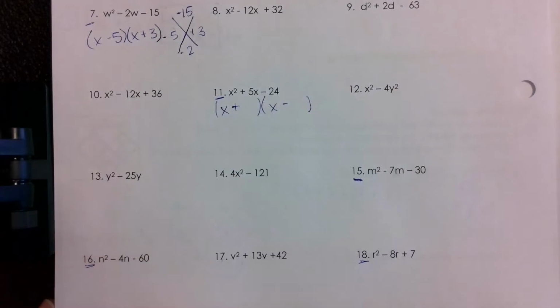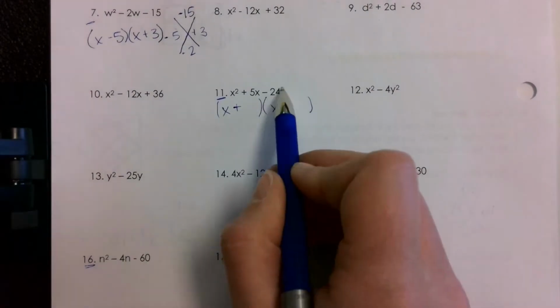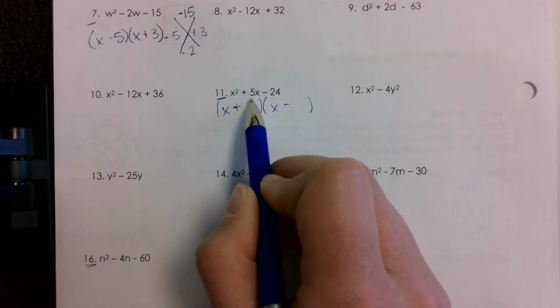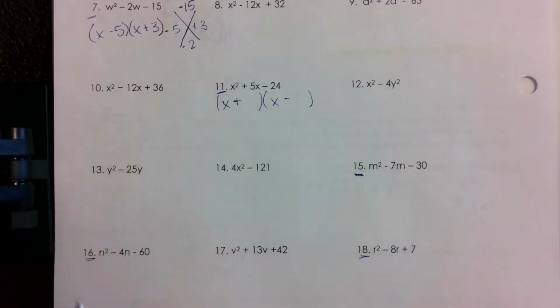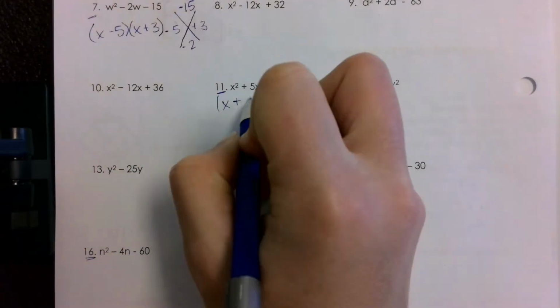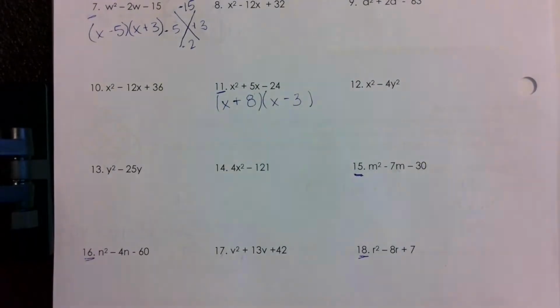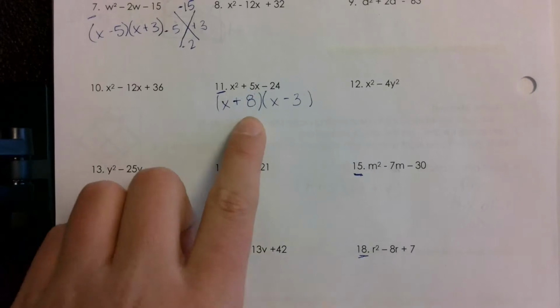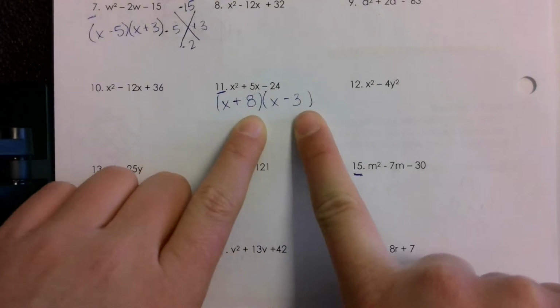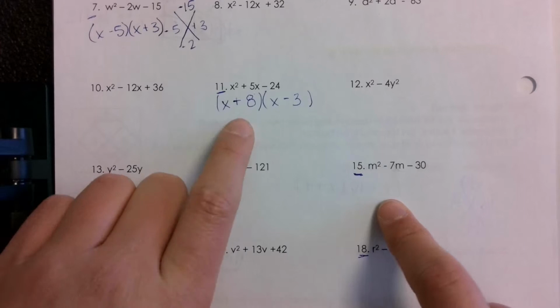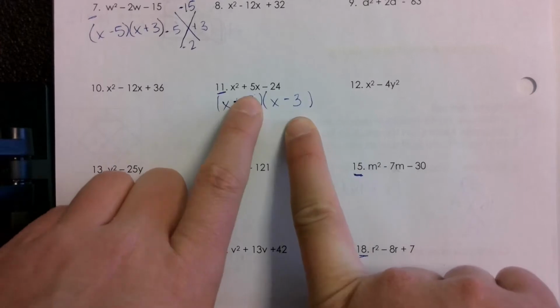You're looking for factors of 24 that subtract to be 5. 8 and what? 3. So if we quick check that, what's 8 times negative 3? Negative 24, and then we got 8 minus 3, 5. So that works. Is that okay?